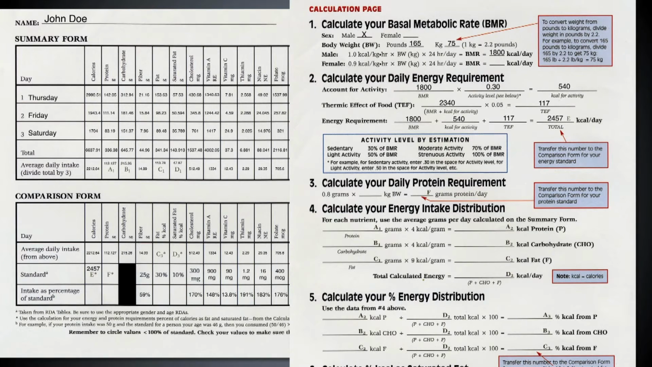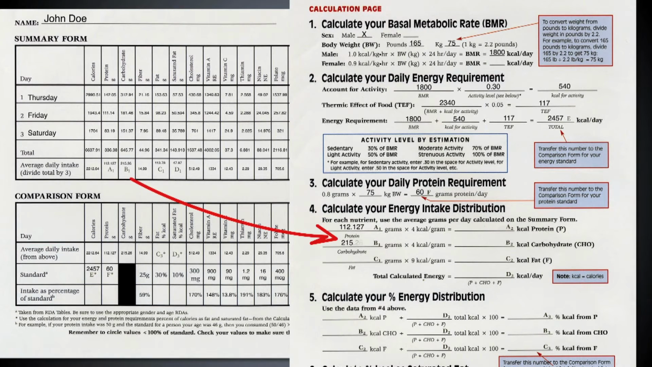Now, complete step 3, calculating your daily protein requirement. Don't forget to transfer F onto your comparison form. When calculating your energy intake distribution for step 4, transfer A1, B1, and C1 from your summary form onto the calculations page and multiply straight through. You get A2, B2, and C2. Add the totals up to get D2.